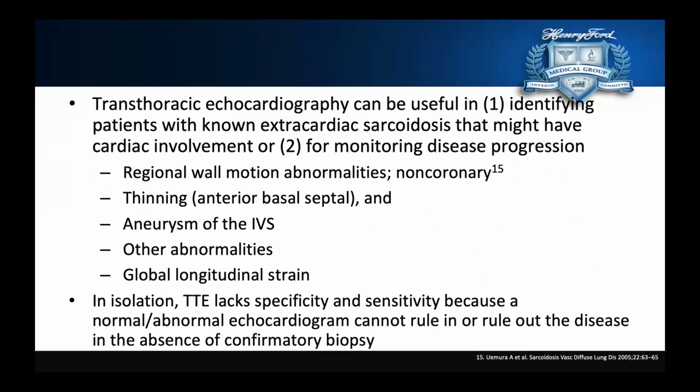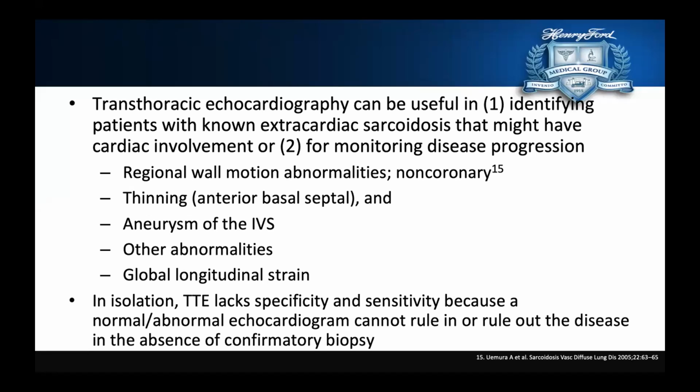Now, transthoracic echo can often be used, right? We're identifying patients with known extracardiac sarcoid that perhaps might have cardiac involvement, or for monitoring disease progression. As I mentioned before, the common findings are non-coronary distribution of wall motion abnormalities. You can see thinning of the anterior basal septum, sometimes with increased echogenicity, aneurysm of the interventricular septum. Other abnormalities include left or right ventricular systolic dysfunction, valvular abnormalities, and even pericardial effusions.